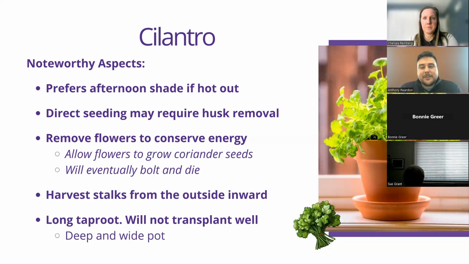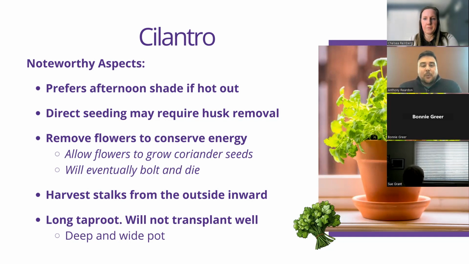Removing flowers to conserve energy, again, is going to help. But using or keeping the flowers, then you will be able to grow coriander seeds, right? So everyone uses coriander or cilantro interchangeably. Cilantro is actually the leaf. Coriander is the seed. So if you want both, then go ahead and let your flowers grow, and then you will be able to do that. Just know that your cilantro portion of the plant isn't going to quite produce as well.